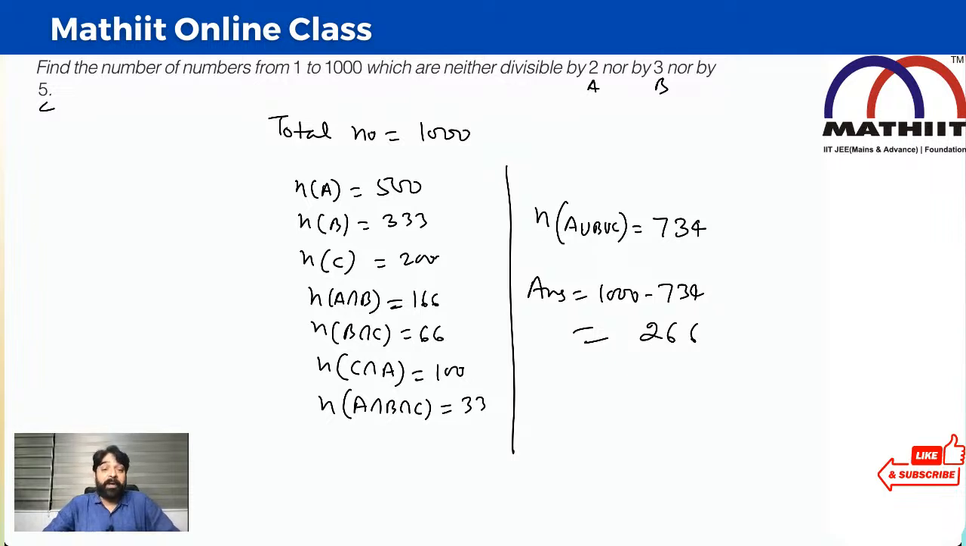If it's mentioned between, it means that 1 you should not consider, 1000 you should not consider. Then change the question, no? Then make it 2 to 999. Suppose they ask you to do the same question, so what do you do? Calculate 2 to 999. Change the question. Don't write 1 to 1000. Write 2 to 999 and then solve the question. Right? If it's mentioned between, then 2 to 999.